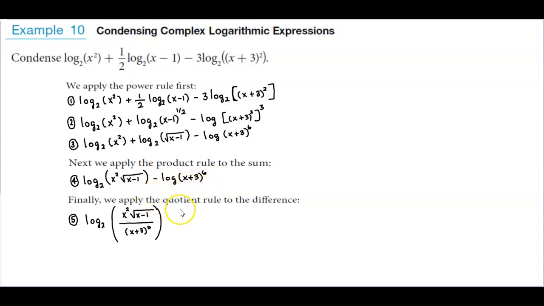And then finally, we apply the quotient rule to the difference. So the log of base 2 is going to be x squared times the square root of x minus 1 divided by the quantity x plus 3 to the 6th power.